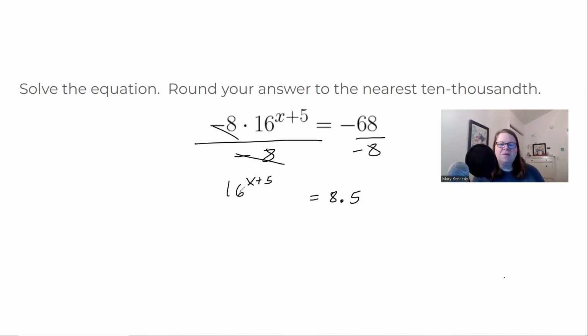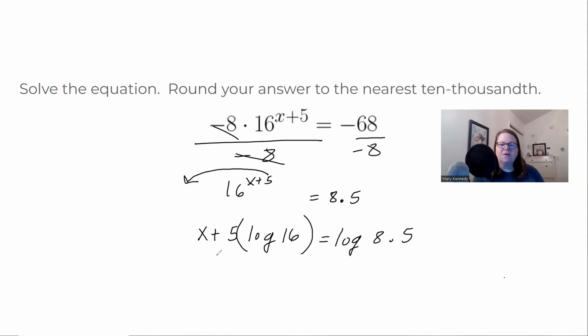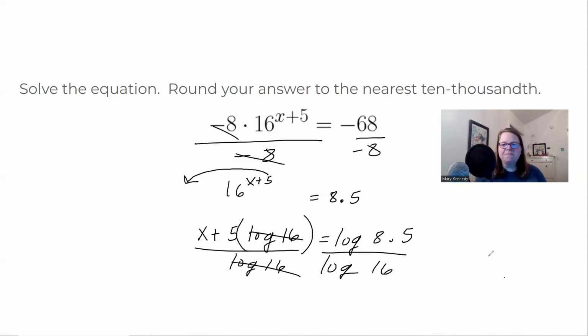All right. So when you have this exponential situation, what you can do is apply the log rule that says we're going to bring the exponent in front and have the log of 16. So x plus 5 times the log of 16 equals the log of 8.5. And so we're going to divide both sides by log of 16. We're trying to remember to solve for x. So log of 16.